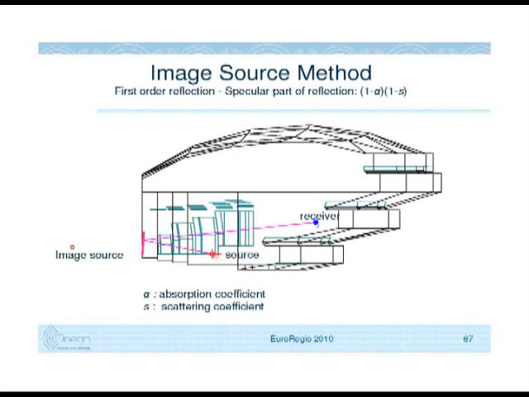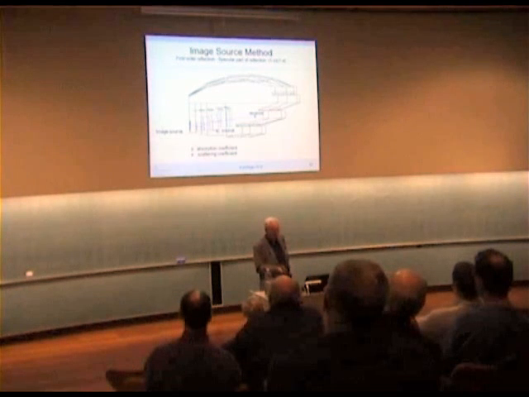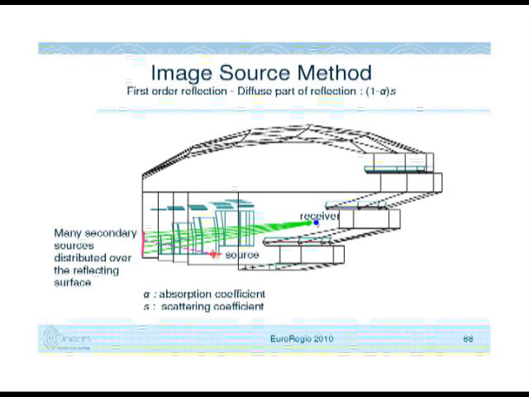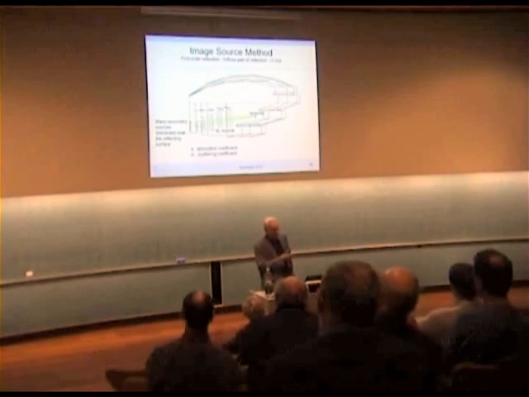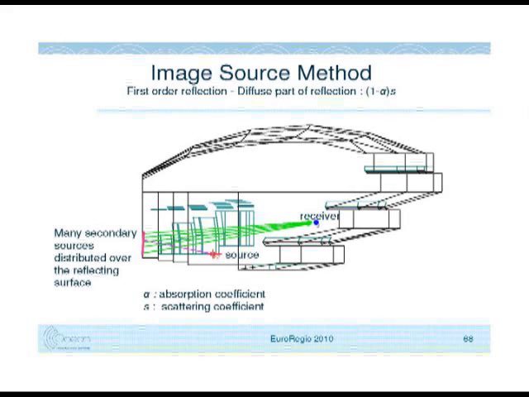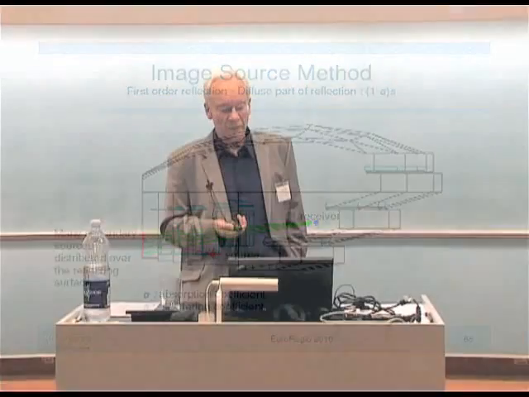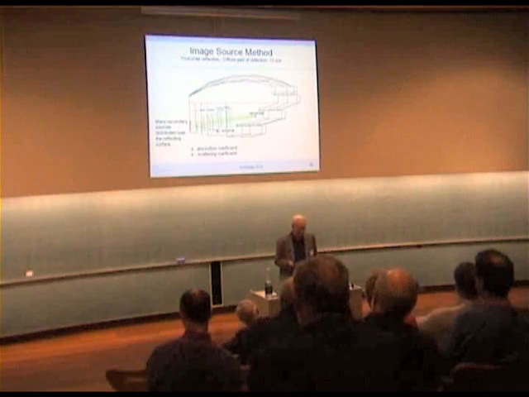The image source is used also in ODEON, but combined with some scattering. So in addition to the specular sound, according to the image source method, we can also distribute a number of secondary sources on each surface. And then the amount of energy coming from these distributed secondary sources depends on the scattering coefficient of this surface. So we have a reflection which has the right amount of direct specular reflected sound and scattered sound.